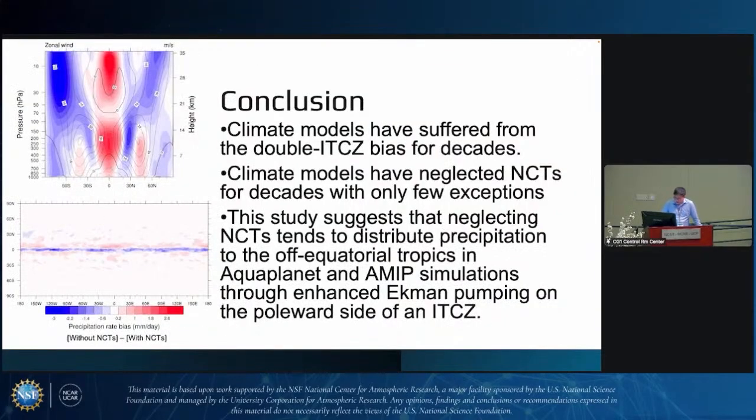So here's the conclusion. The climate models have suffered from the double ITCZ bias for decades, and climate models have neglected non-traditional Coriolis terms for decades, with only a few exceptions. And this study suggests that neglecting the non-traditional Coriolis terms tends to distribute the precipitation to the off-equatorial tropics in the aquaplanet and AMIP simulations. And this is due to enhanced Ekman pumping on the equatorial side, no, the polar side of the ITCZ. And that concludes my talk. Thank you.